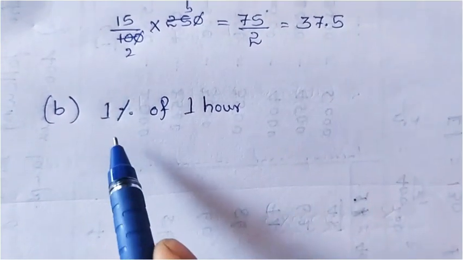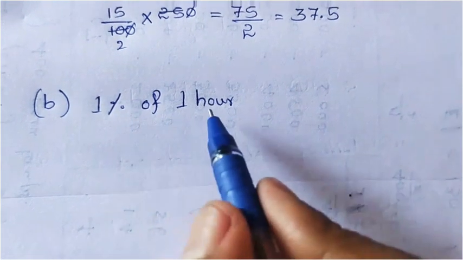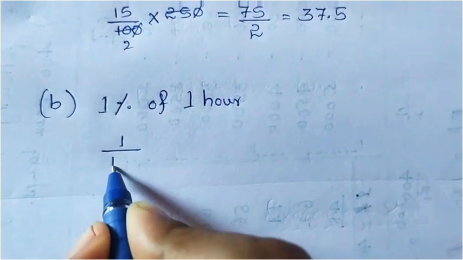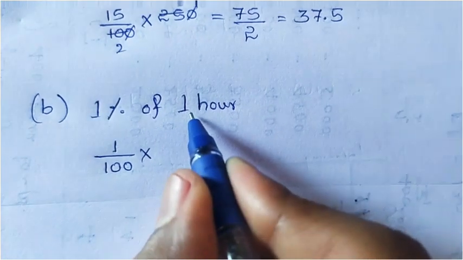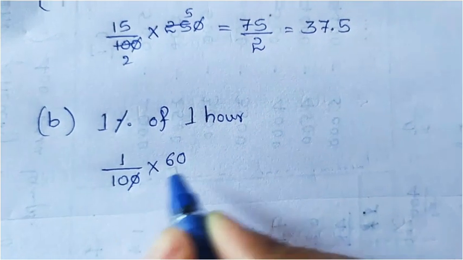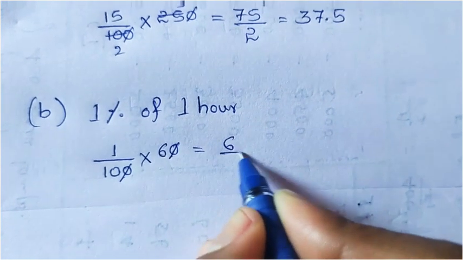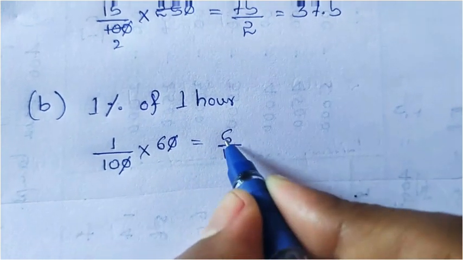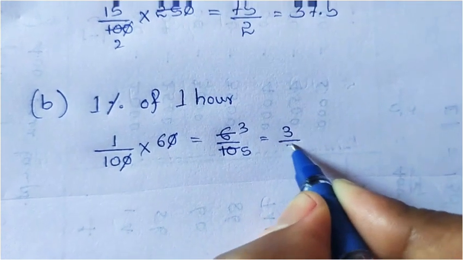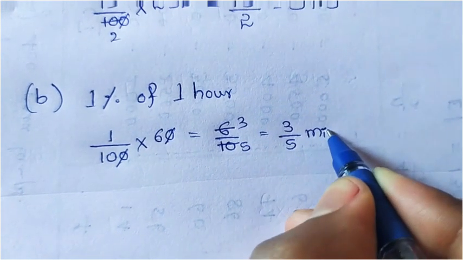Next, 1% of 1 hour. So 1 hour, let's take it into minutes. So 1% of means 1 by 100 into, so I will take this 1 hour as 60 minutes. So 0 gets cancelled. What is left? 6 by 10. Okay, 2 3s are 6, 2 5s are 10. So we will get 3 by 5 minutes.